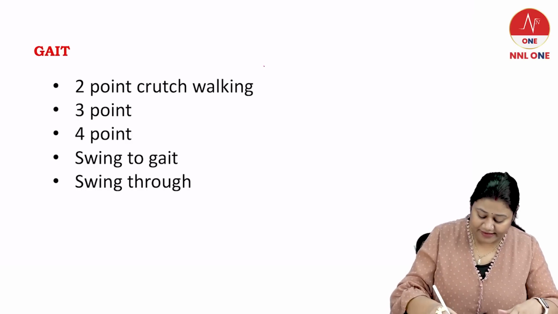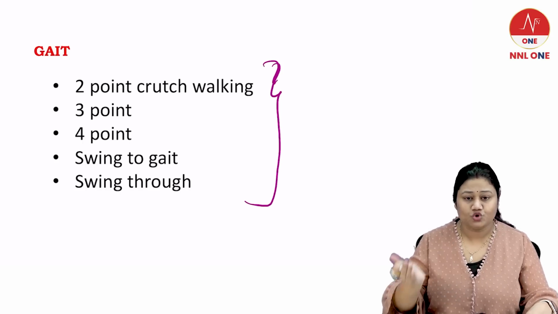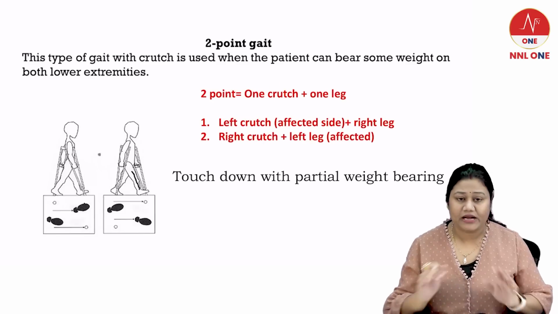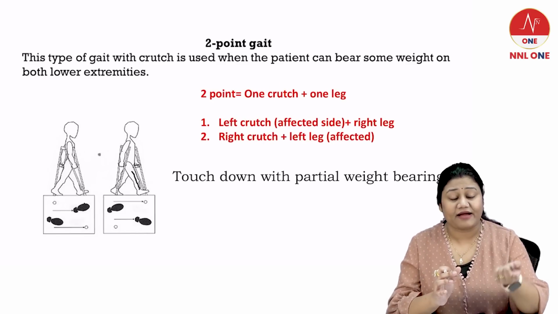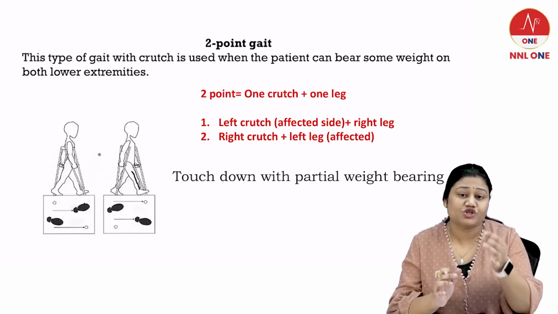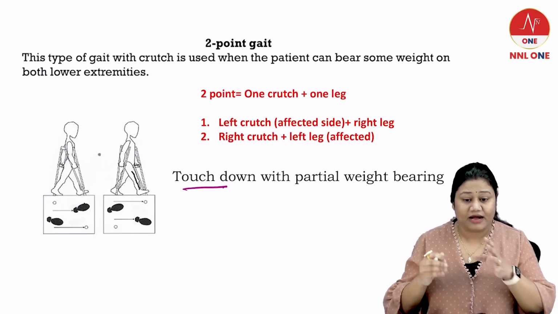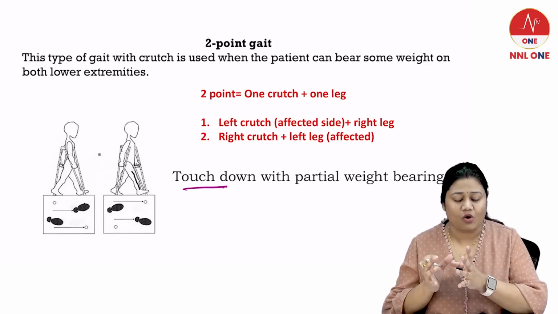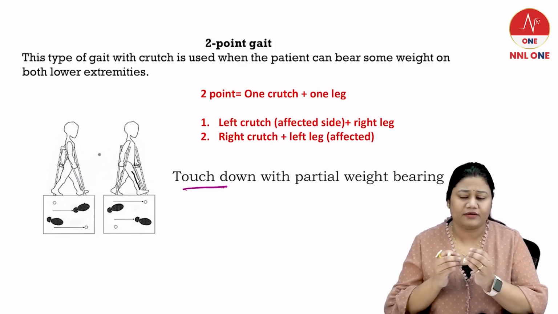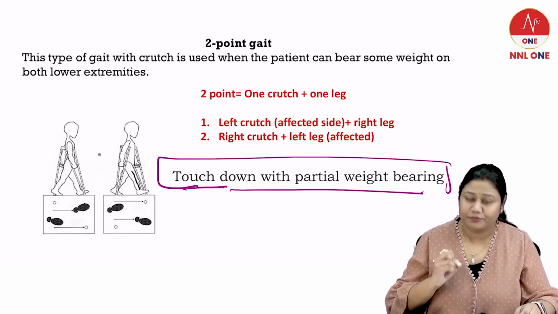Now let us quickly revise the crutch walking gait. We have 2, 3, 4 point, swing to, swing through gait. These are very common. Under 2 point, the point that you need to remember and revise is you can put partial weight on the affected leg, right? Touch down, that means the affected leg is touching the surface, and on that affected leg you can put some partial weight.